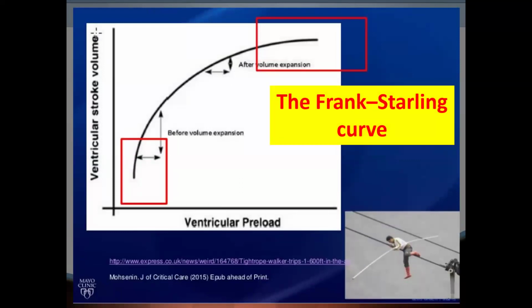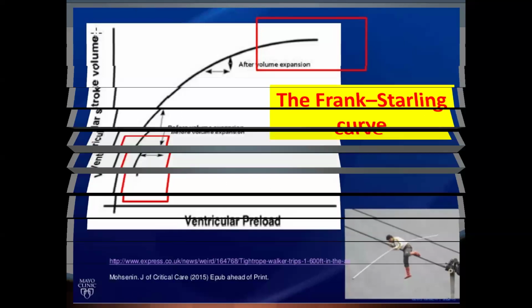The Frank-Starling curve shows the relation between the ventricular preload and the ventricular stroke volume, or the relation between the patient's need for more fluid resuscitation and the increase in cardiac output. It is not a linear relationship. It is a curve. Frank and Starling are the ones who gave us this curve, and we will talk about this.